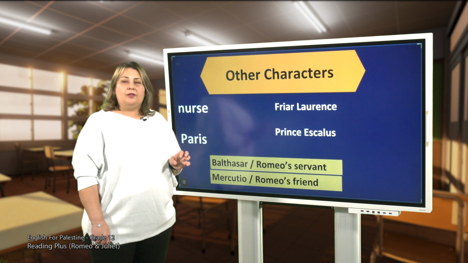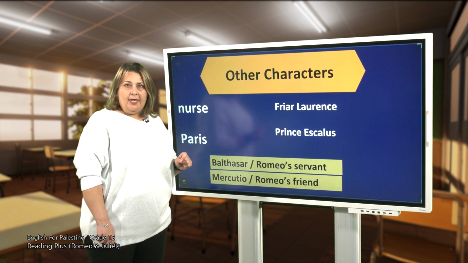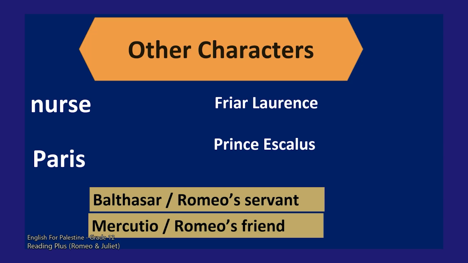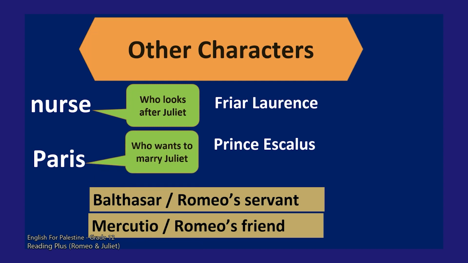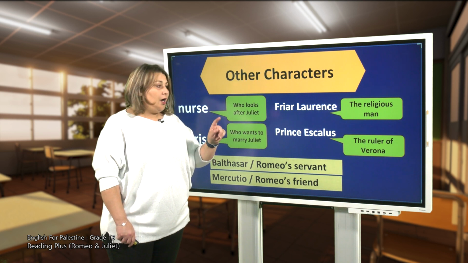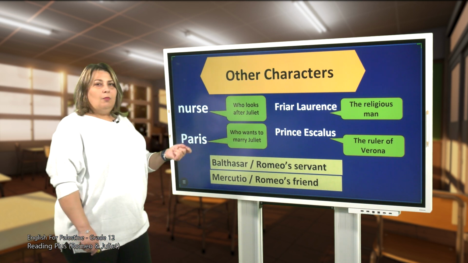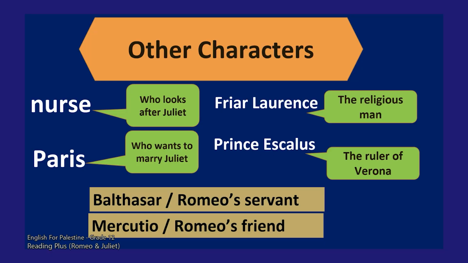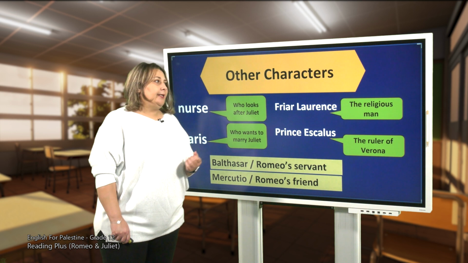Okay, also we have other characters which are very important to the play of Romeo and Juliet. The characters are Nurse. She is the one who looks after Juliet. Then Paris. He's the man who wants to marry Juliet. Friar Lawrence, the religious man. Prince Aeschylus, the ruler of Verona. And of course, we have two more characters: Balthazar, Romeo's servant, and Mercutio, Romeo's friend. These are very important for the play.